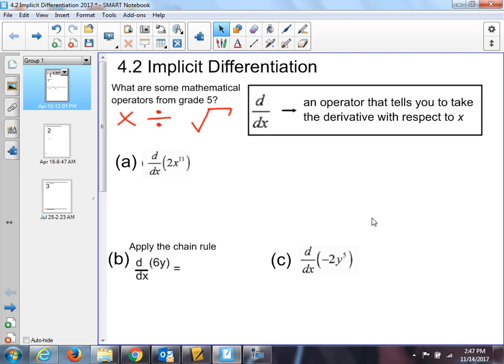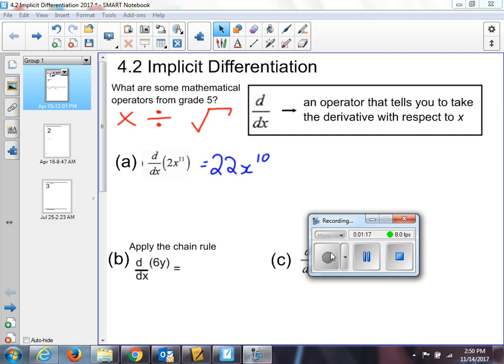You don't question them. This is an operator as well. And it tells you to take the derivative with respect to x in that case. If I change it to d by d theta, do the derivative with respect to that letter. But only that letter. So, I'm going to just pause this.